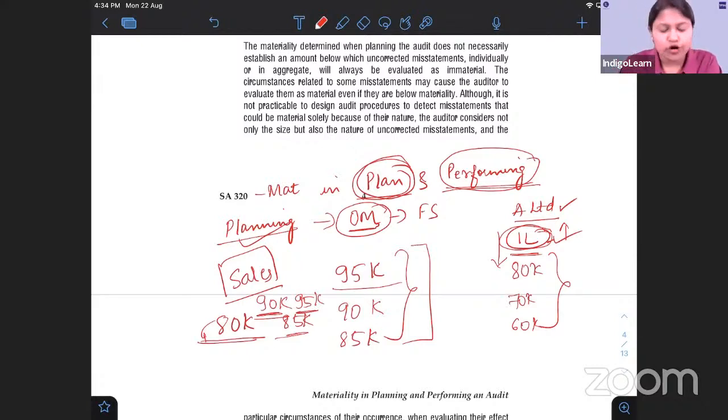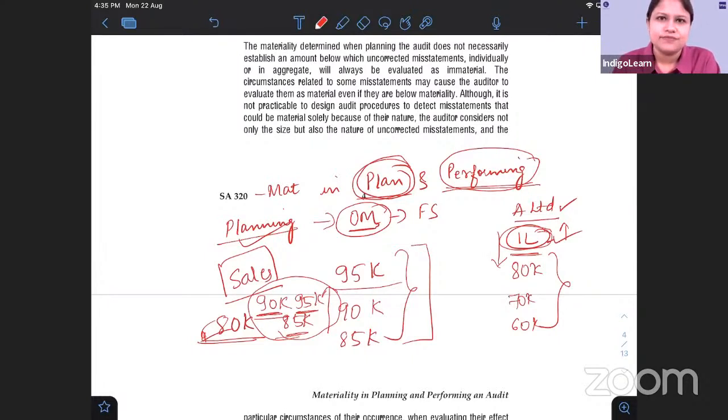But when you collectively take all of them, when we aggregate all of them, don't you think it is actually crossing the overall material level? Yes. So the basic idea is that the 1 lakh limit is actually getting crossed. And because of which, don't you think the aggregate of these misstatements will be material for our understanding? Yes. So this limit of 80,000, which the auditor has kept, which is below the overall materiality level, is considered to be performance materiality. What is it called?